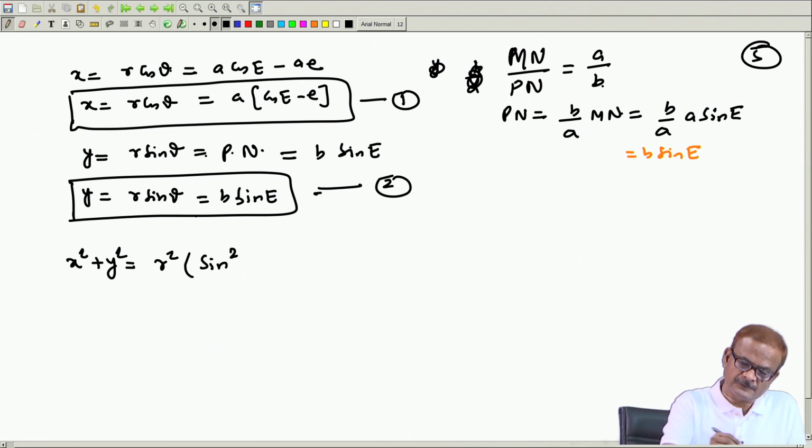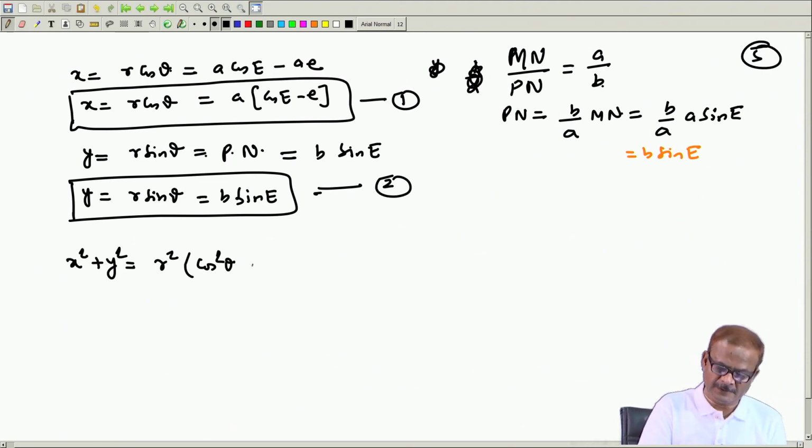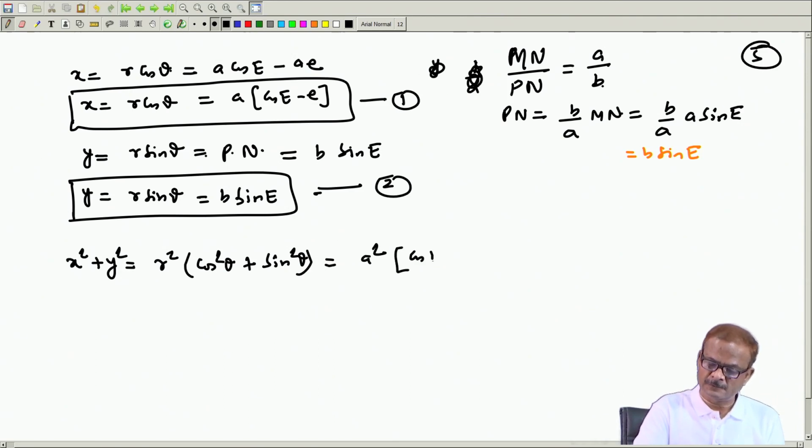This becomes the cos square theta. The first term related to x is cos square theta, so we put here cos square theta, and related to the y this is sin square theta. So we will put here sin square theta, and then squaring the other terms on the right hand side, adding them: (cos E minus e) whole square plus b sin E.